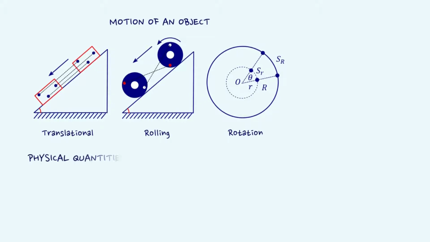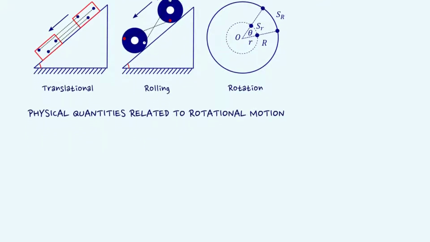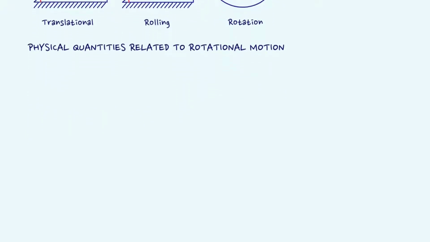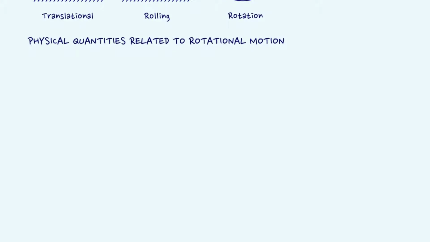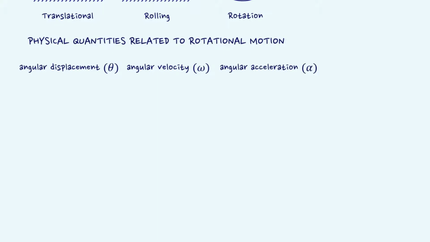Moving to the main physical quantities related to rotational motion. The first important physical quantity is the angular displacement. It is the angle which a particle in rotational motion creates at the axis of rotation. The next one is angular velocity, which is defined as the rate of change of angular displacement with respect to time. Similar to the acceleration in linear motion, here in rotational motion, we have angular acceleration. It is defined as the rate of change of angular velocity with respect to time.